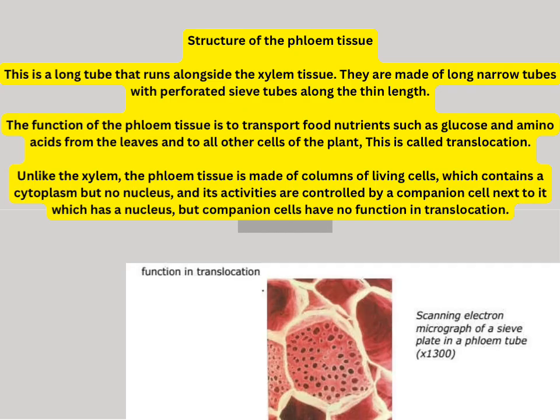Structure of the phloem tissue. This is a long tube that runs alongside the xylem tissue. It is made of long narrow tubes with perforated sieve plates along the length. The function of the phloem tissue is to transport food nutrients such as glucose and amino acids from the leaves to all other cells of the plant. This is called translocation. Unlike the xylem, the phloem tissue is made of columns of living cells, which contain cytoplasm but no nucleus, and its activities are controlled by a companion cell next to it which has a nucleus. But companion cells have no function in translocation.